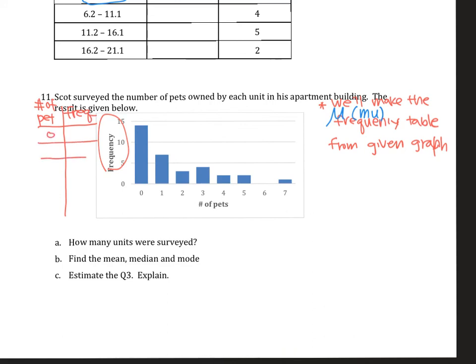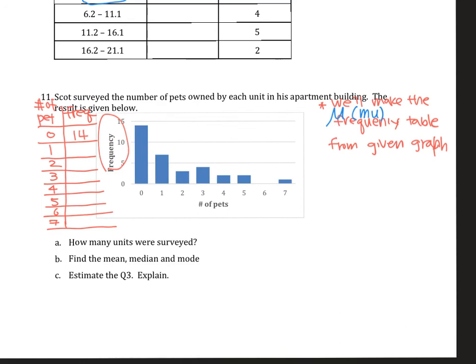So they survey a bunch of people, and some people have 0 pets. Some people have 1 pet, and so on and so forth. And the highest number was 7. I need more space here. And frequency, how many people have? So I'm looking at this. I feel like this is just below 15, so maybe that's 14. So I'm going to write 14. That means 14 people have 0 pets.